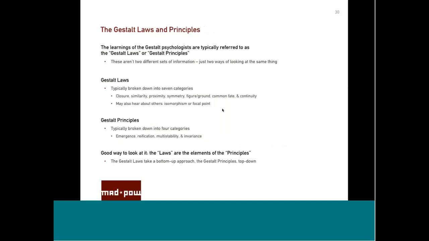So we're going to quickly go through the Gestalt laws and principles, and these are the laws and principles that really tie together all of these atomic variables, the visual variables. The Gestalt laws are a way of looking at it from that bottom-up way. The principles are looking at the same thing, but a little differently, in a top-down kind of way. And these are the things that tie the variables together.